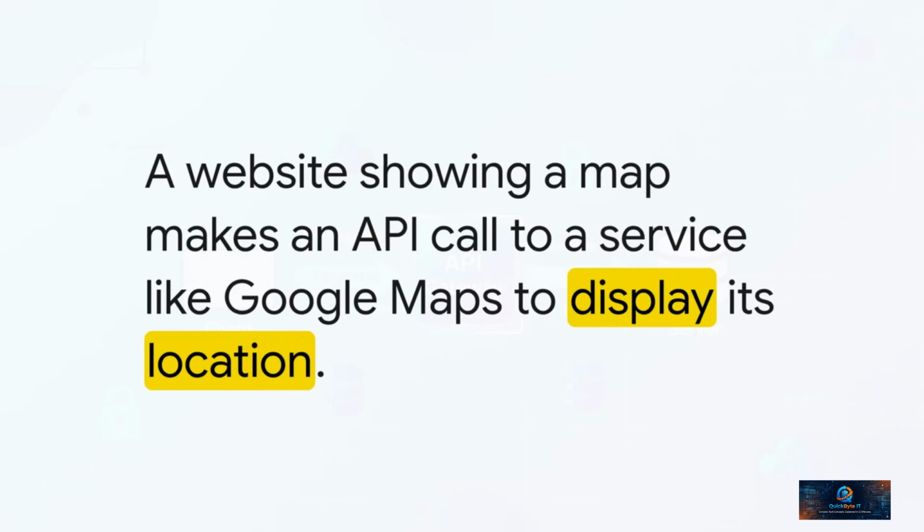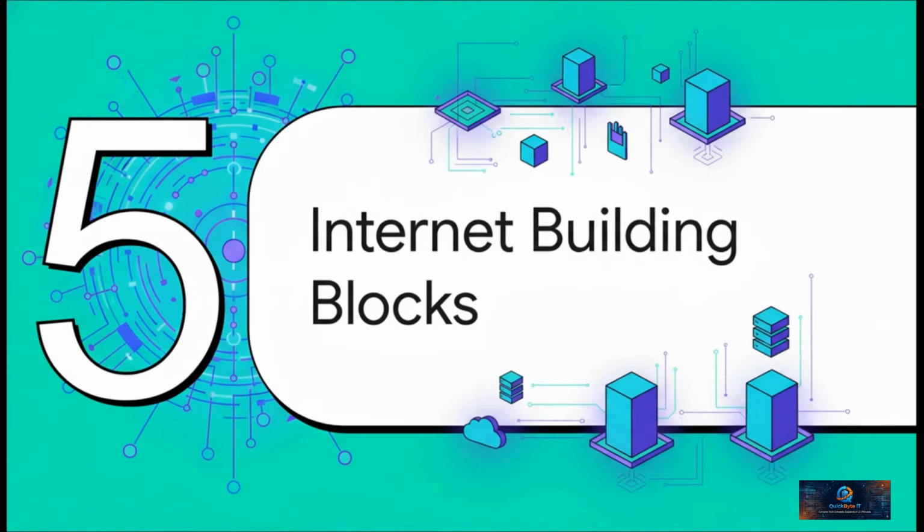And that little map you see on a restaurant's Contact Us page? The restaurant didn't build its own global mapping software from scratch. Of course not. It just made a simple API call to Google Maps, saying, hey, give me a map of this address. And Google's server sent back that neat little interactive map you see. So as you can probably tell by now, APIs aren't just some neat little trick. They are, and this is not an exaggeration, the fundamental building blocks of the entire modern internet.